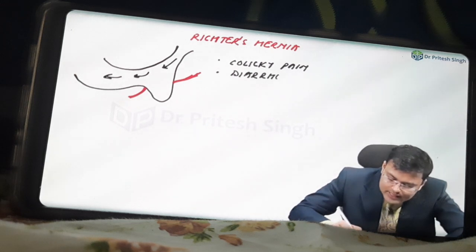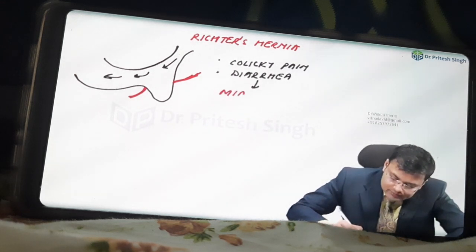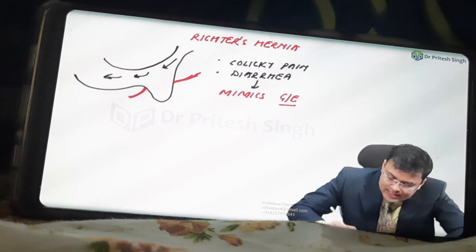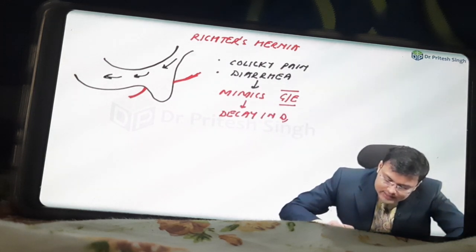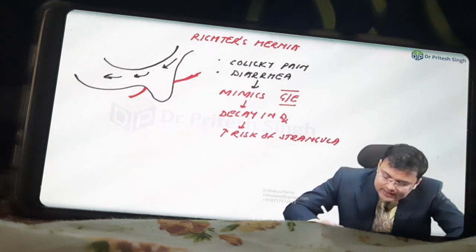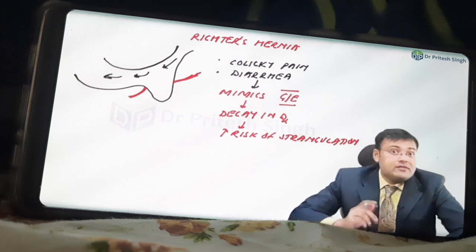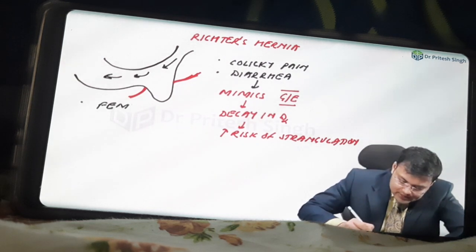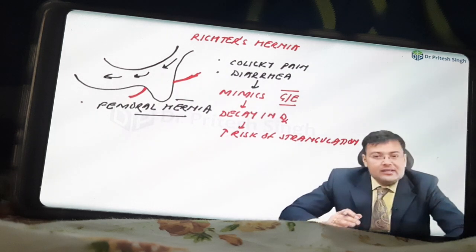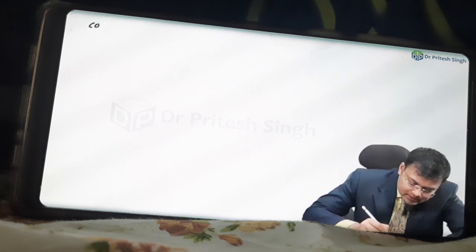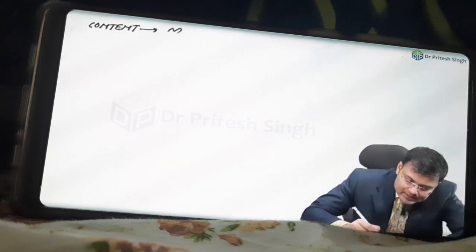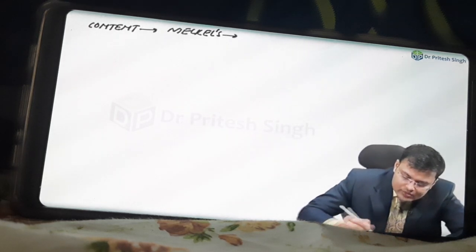If there is colicky pain and diarrhea, this condition mimics acute gastroenteritis. And this leads to what? Delay in diagnosis. And because of that, there is increased risk of strangulation. Generally, it is associated with which type of hernia? Yes, femoral hernia. This is Richter's hernia, in which there is herniation of part of the circumference of the bowel. Sometimes the content is Meckel's. If the content is Meckel's, it is known as Littre's hernia.